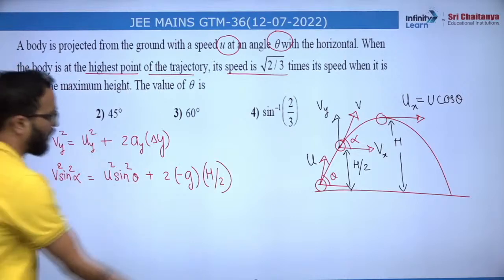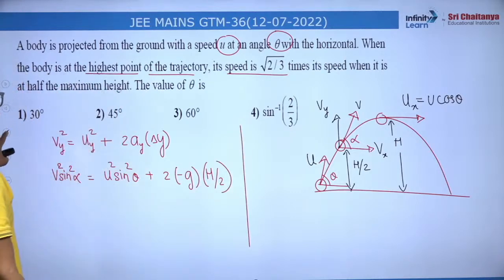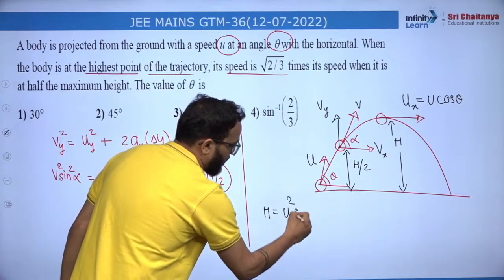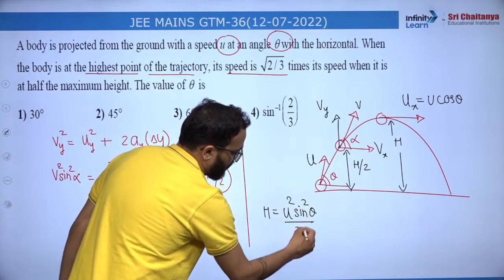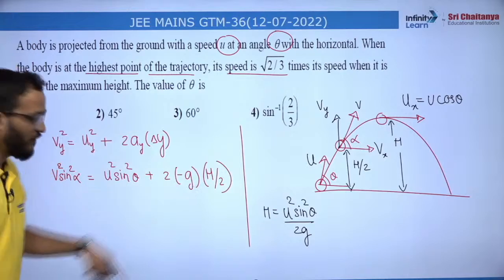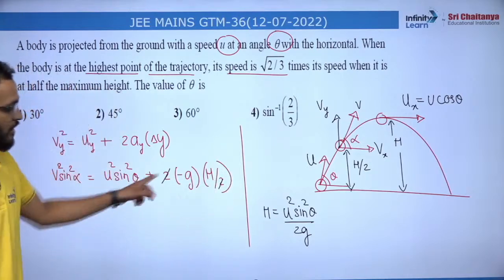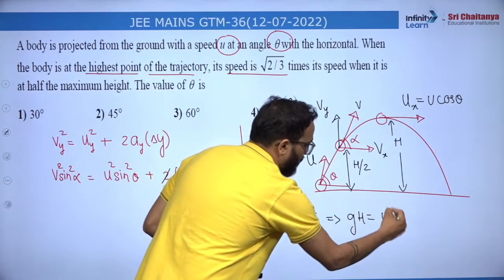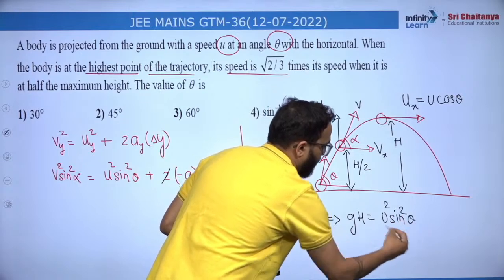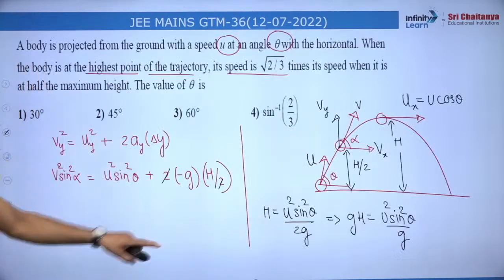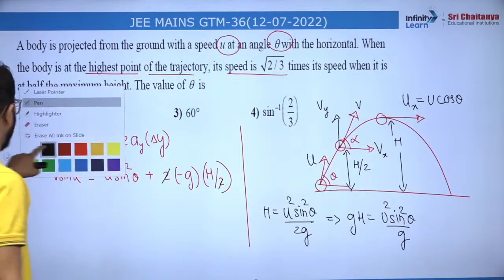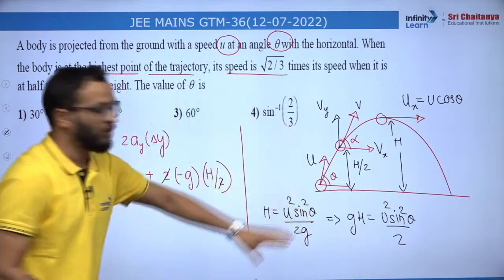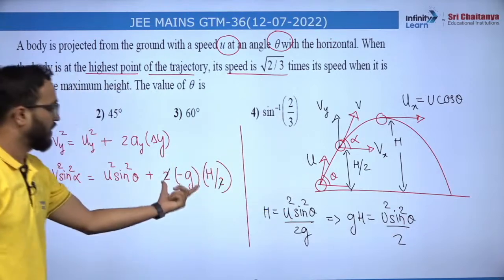Now from here, one small thing I will tell you: what is the maximum height? You will say, sir, maximum height is u square sine square theta by 2g. And what is this going to be? gh, because the 2 and 2 are going to get cancelled. So what is gh? gh will be u square sine square theta by 2, right? Sorry, not g but 2. So I'm going to put this expression u square sine square theta by 2 here instead of gh.